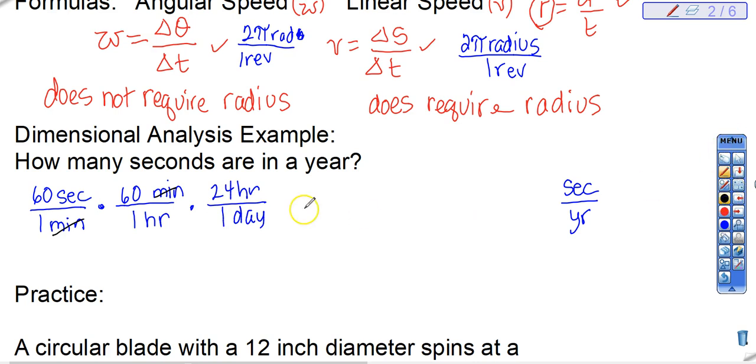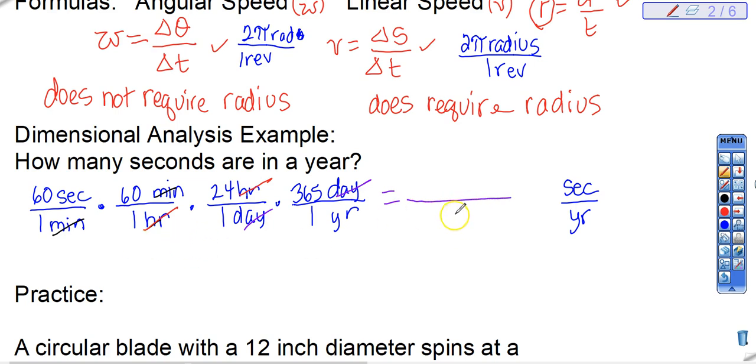All right, so that allows me to go, okay, so no hours. I'm going to use a different color here. Hours are gone. So now I have seconds per day. I don't want that. Last conversion. I don't want days. 365 days in 1 year. This allows me to say, all right, days are gone. And all I have to do now is plug all that information into my calculator.